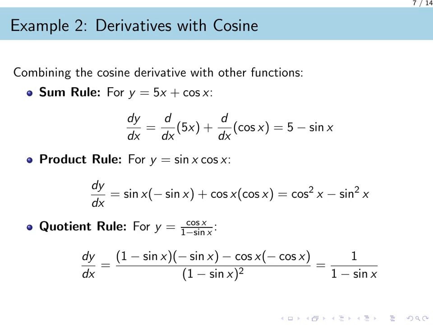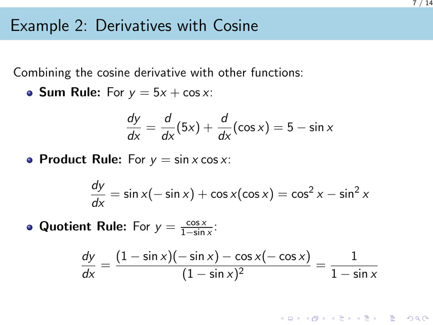First, for a simple sum like 5x plus cosine x, we can differentiate each part separately, which gives us 5 minus sine x. For a product like sine x times cosine x, we apply the product rule. The first function times the derivative of the second, plus the second function times the derivative of the first. This results in the expression cosine squared x minus sine squared x.